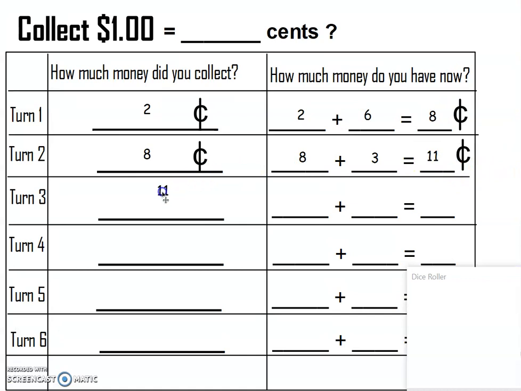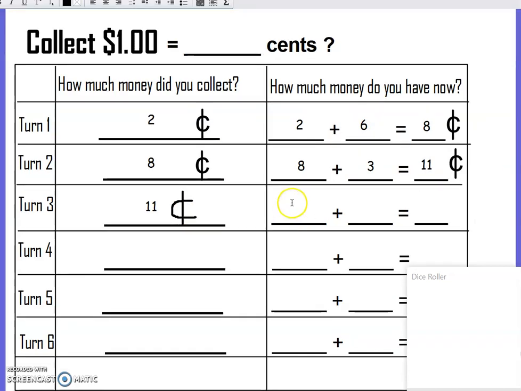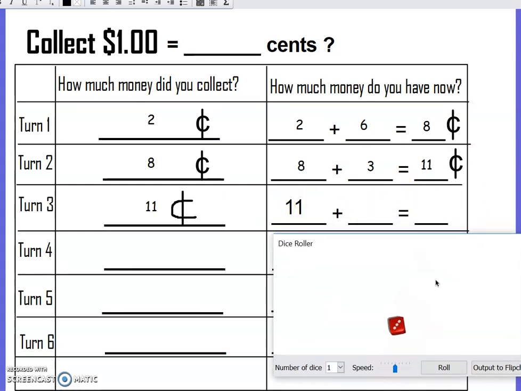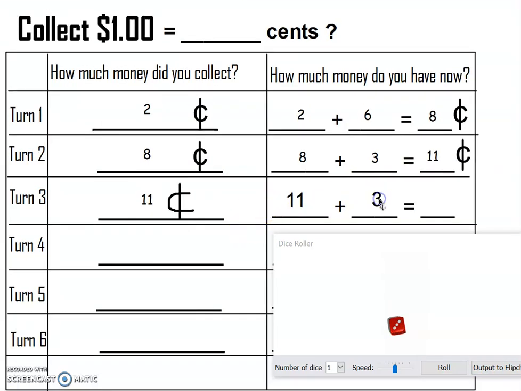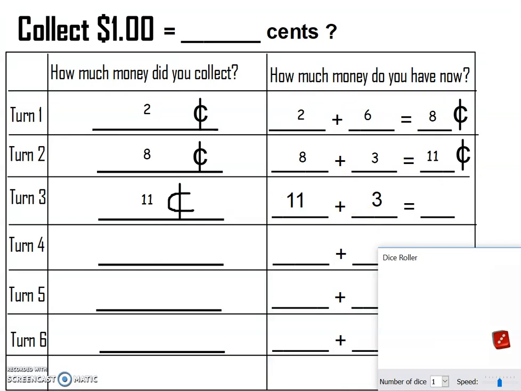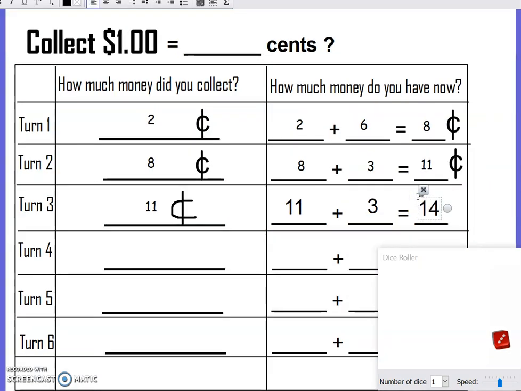So now I'm starting with 11. And I need to kind of make my little 11 cents. Okay, so now I know that I have 11 here. Okay, and I'm going to go ahead and roll my die. 3. There you go. So 11 plus 3, I would have 14 cents.